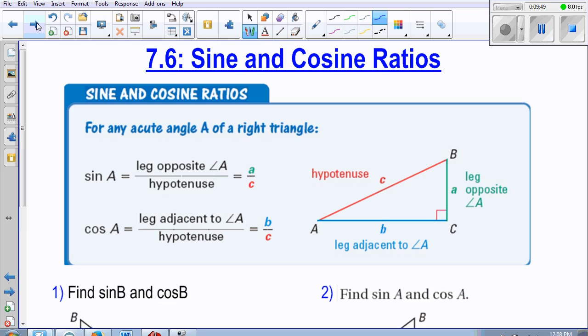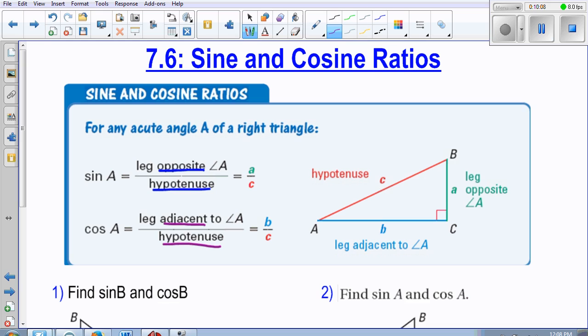About two other trig ratios. They are called sine and cosine. Now, tangent involved opposite side and adjacent side. Sine involves opposite side and hypotenuse. Cosine involves adjacent side and hypotenuse.